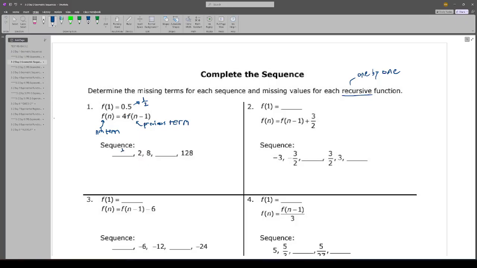So we can put 1/2. 1/2 times 4 is 2. 2 times 4 is 8. 8 times 4 is 32. And 32 times 4 is 128.